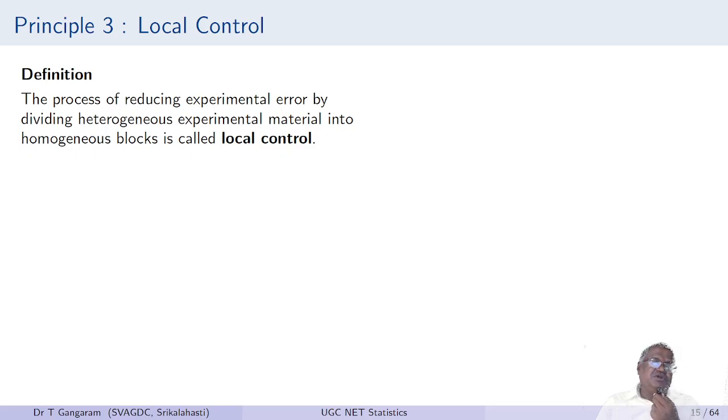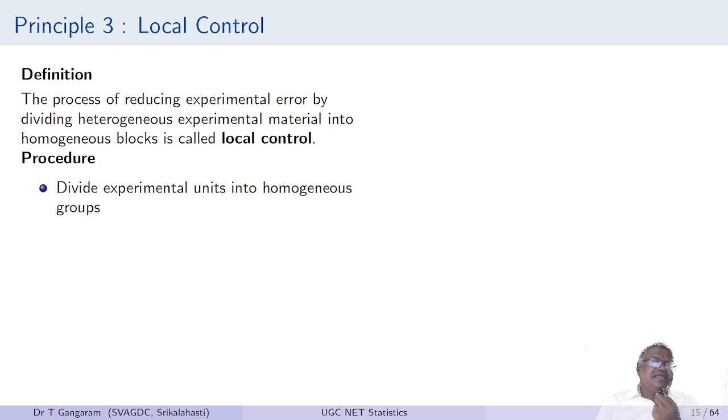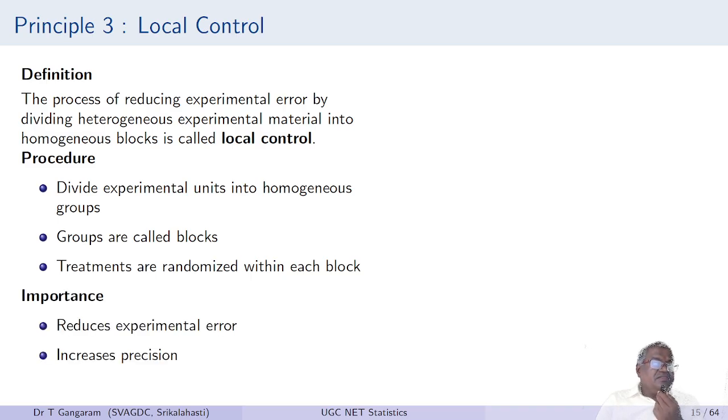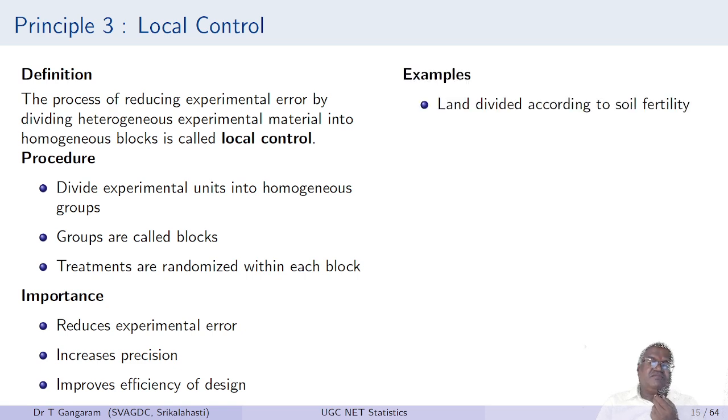The last principle of experimental designs is local control. It is the process of reducing experimental error by dividing heterogeneous experimental material into homogeneous blocks. The procedure is to divide experimental units into homogeneous groups. Groups are called blocks or strata. Treatments are randomized within each block. It reduces experimental error, increases precision, and improves efficiency of the design.